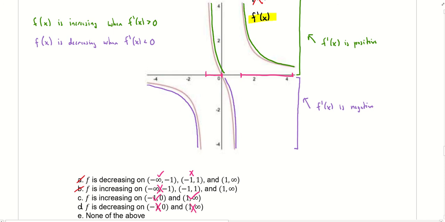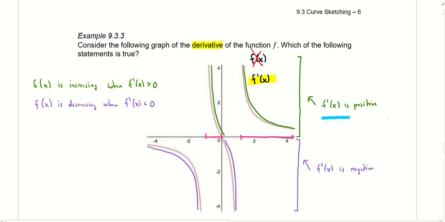And so part E is none of the above, but we did just say that C looks like it's the correct one. So that automatically eliminates none of the above. So our answer here is C. Increasing on negative 1 to 0 and on 1 to infinity. Because again, that's where our first derivative is positive, and a positive first derivative, a first derivative above that x-axis, means that we have an increasing function on those corresponding points on the graph.